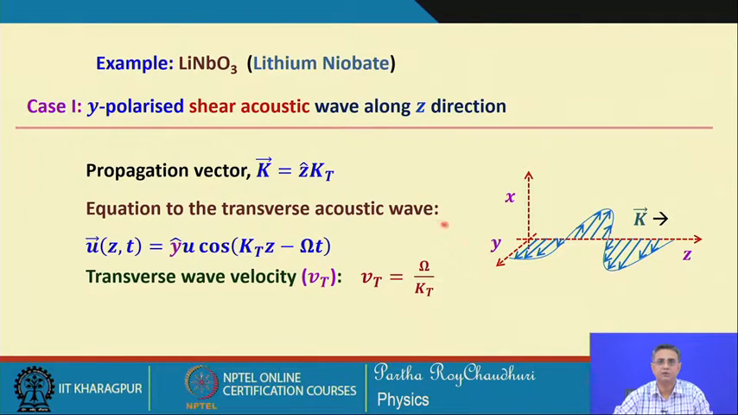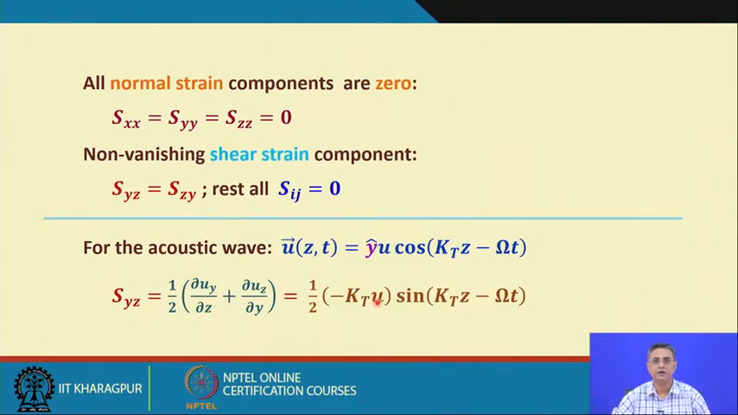So, the case that we are going to discuss is the y polarized acoustic wave that is travelling in the z direction, and the propagation vector for this acoustic wave will be represented by z unit vector and k transverse along z. So, this is the magnitude. The equation of the transverse acoustic wave is given by this, the unit vector y into u represents that it is y polarized, and the transverse wave velocity is given by this, and these cases we have seen earlier also, and by now it is very clear.